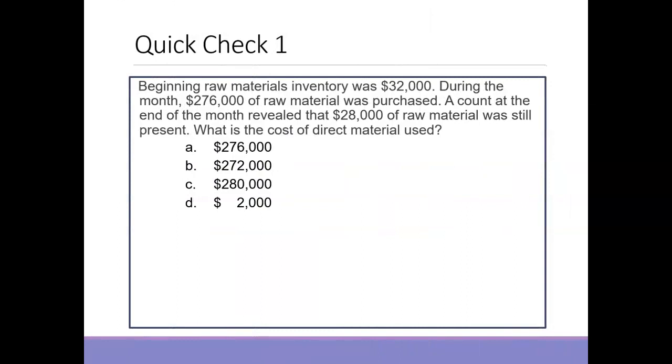Okay, guys, I want y'all to look at this. Beginning raw materials inventory was $32,000. During the month, $276,000 of raw materials were purchased. A count at the end of the month revealed $28,000 of raw material was still present. What is the cost of direct material used? How are we going to figure that out?